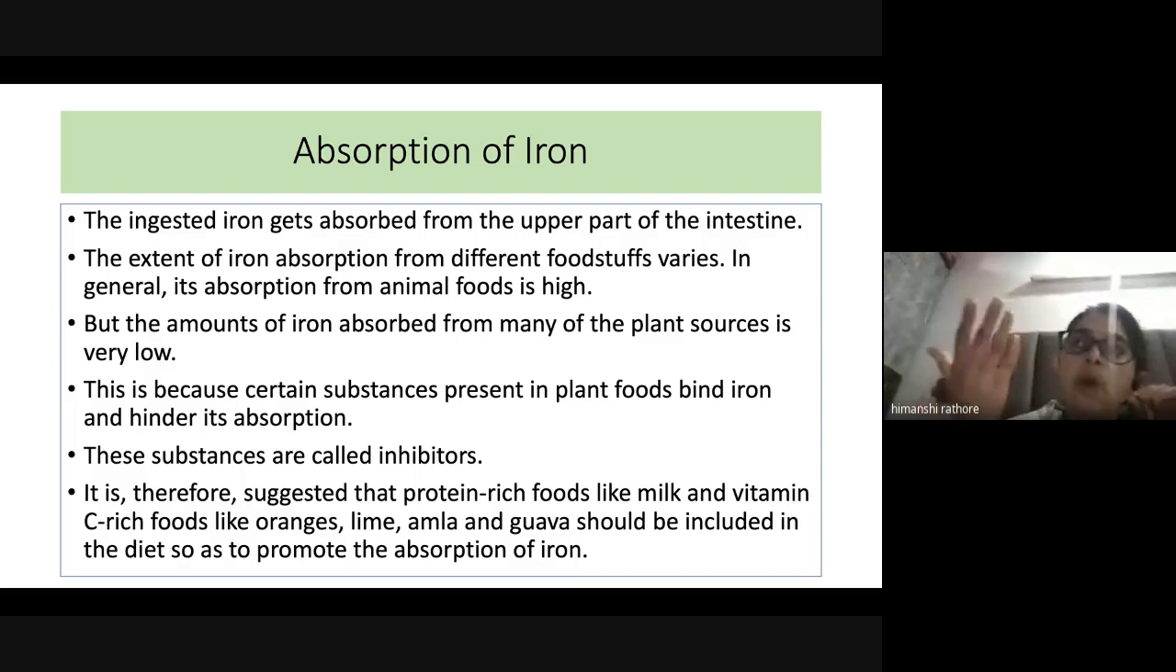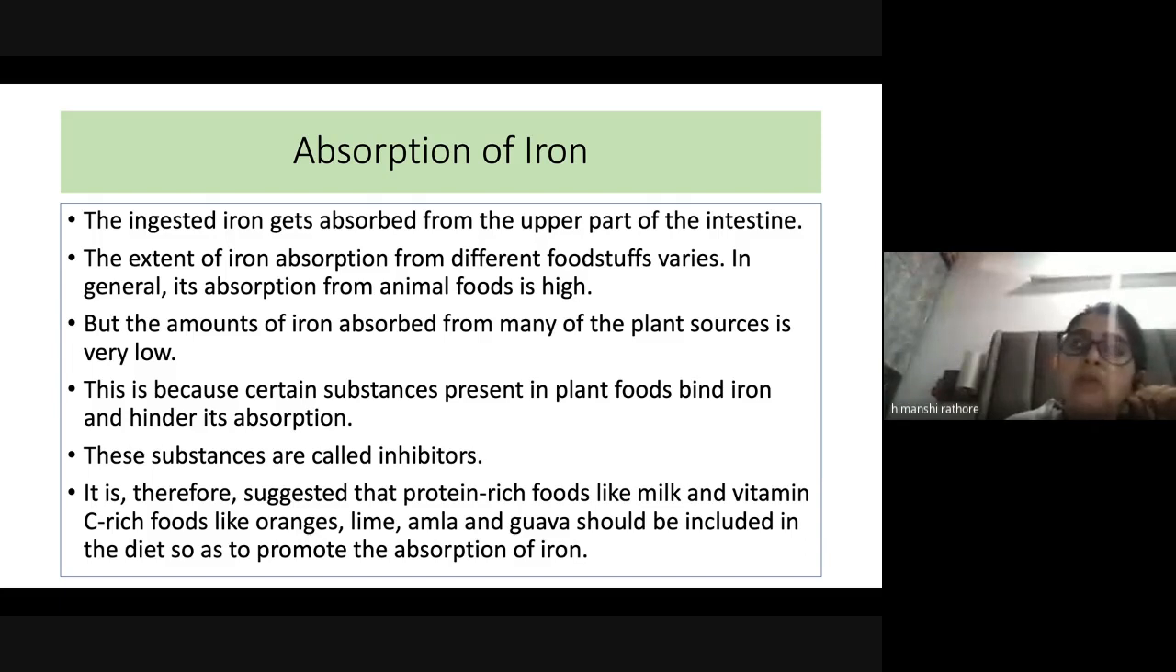Like if you have eaten carbohydrate, the starches have to be broken down into glucose units to get absorbed by the body. So when you eat plant source iron, what happens? The iron is not in an available form because there are certain binders. We call them inhibitors. Inhibitors are present that do not release the iron into the body.